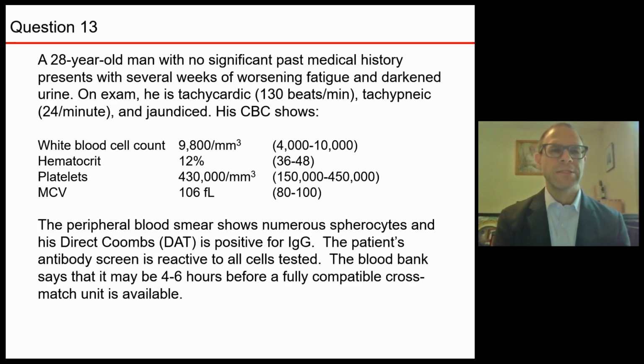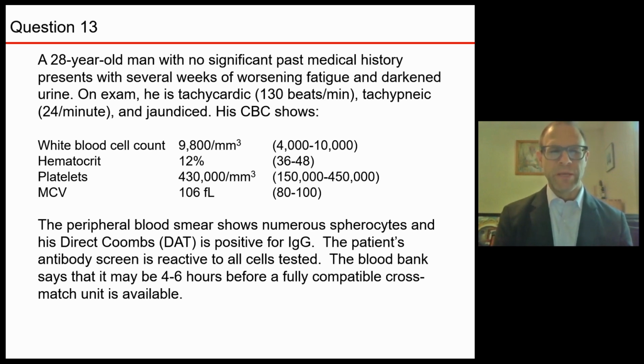The next question is a 28-year-old man with no medical history, coming in with worsening fatigue and dark urine. His heart rate is elevated at 130. He's tachypneic, 24 breaths per minute, and jaundiced. The white cells 9.8, hematocrit 12%, platelets 430, MCV 106. The peripheral blood smear shows numerous spherocytes, and the direct Coombs is positive for IgG. The patient's antibody screen is reactive to all cells tested.